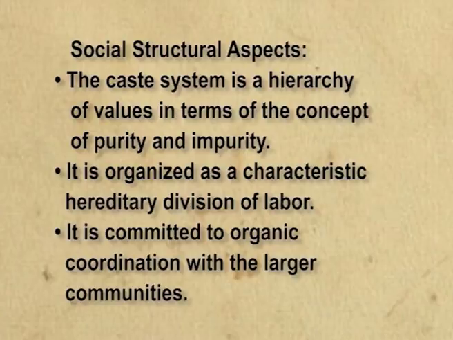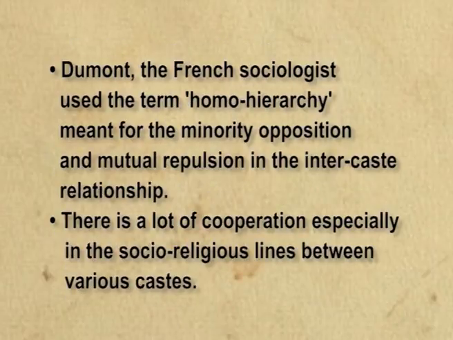Social structural aspects. The caste system is a hierarchy of values in terms of the concept of purity and impurity. It is organized as a characteristic hereditary division of labor. It is committed to organic coordination with the larger communities. Dumont, the French sociologist, used the term homo hierarchicus, meant for the mutual opposition and repulsion in the inter-caste relationship. There is a lot of cooperation, especially along socio-religious lines, between various castes.